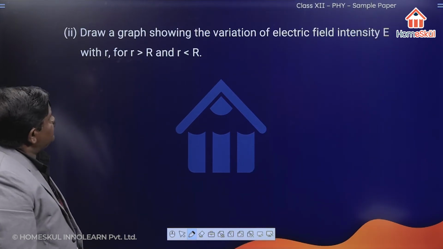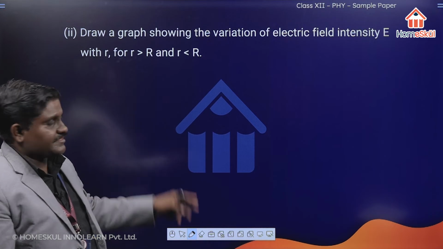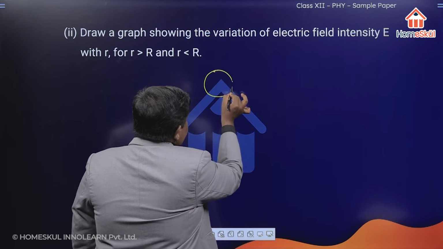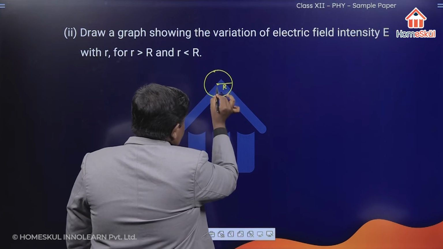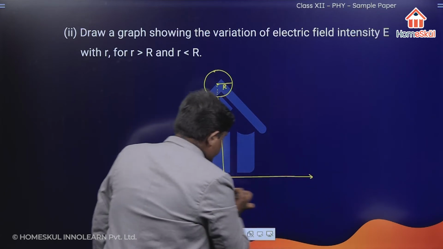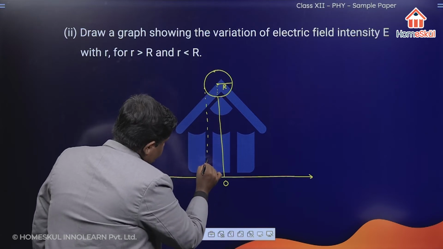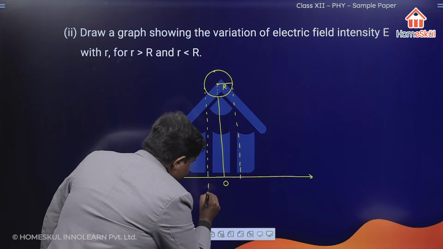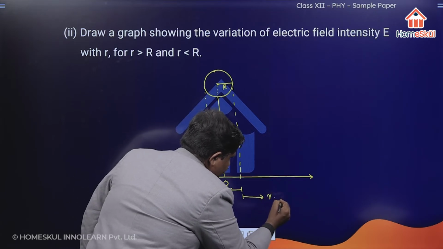And next one, draw the graph showing the variation of electric field intensity E with r for r greater than capital R and r less than capital R. For that, first we have to draw a sphere like this. This is the center of the sphere and this distance is capital R. Now we are going to draw the graph. This is the center O, so this much distance is capital R. Okay, this distance is capital R, and from here it is r.